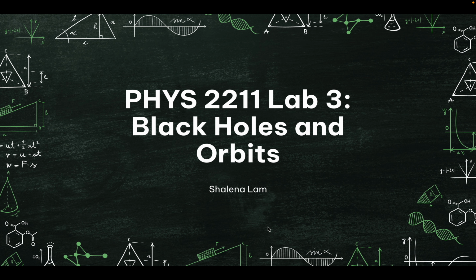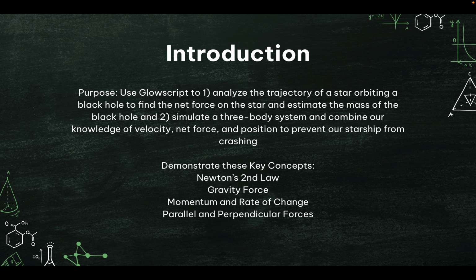This is Shalina, and this is Lab 3, Black Holes and Orbits. There are two parts of this lab. For part 1, the purpose is to analyze the movement of a star as it orbits around a black hole and use that to find net force and the mass of the black hole.